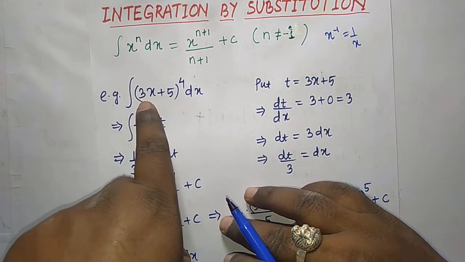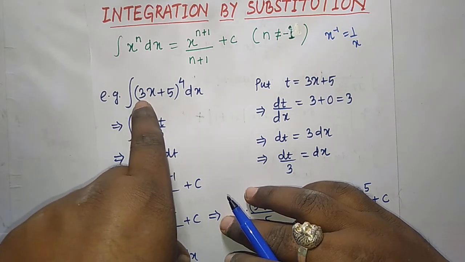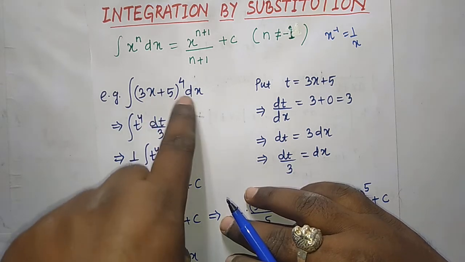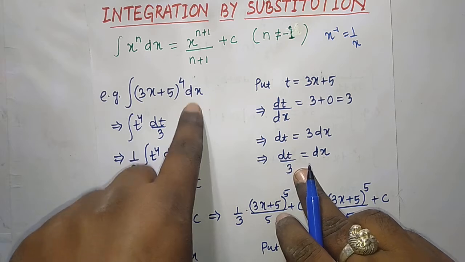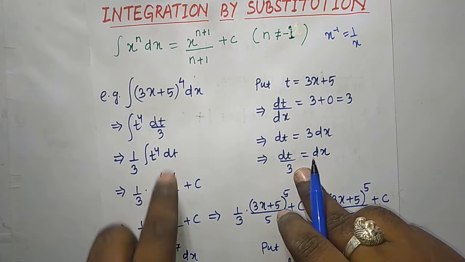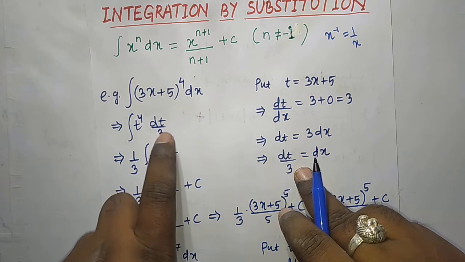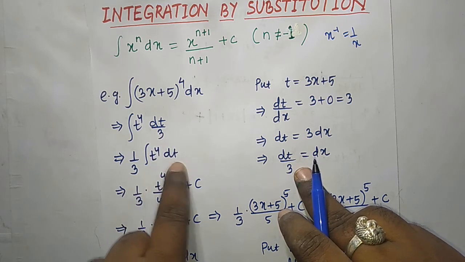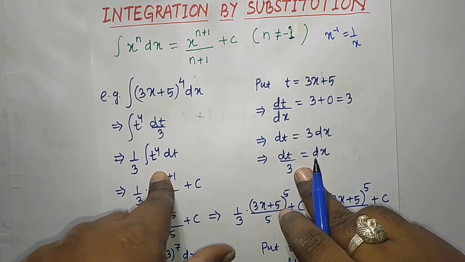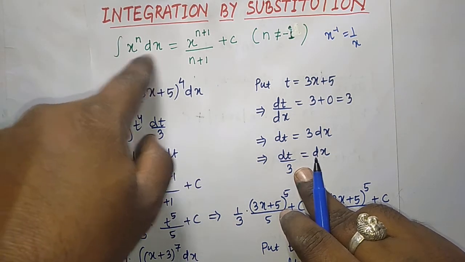Here after putting t in place of 3x plus 5, we got t to the power 4, because you have written t in place of 3x plus 5, so it becomes t to the power 4, and dx is what, dt by 3. Here you found, so put it here. Now it becomes dt by 3. Okay, now by 3 means 1 by 3 is multiplied here, so 1 by 3 is a constant, so take this 1 by 3 term to the outside of the integration, so it becomes 1 by 3 into integration t to the power 4. Okay, now it came to this form, x to the power n dx form.